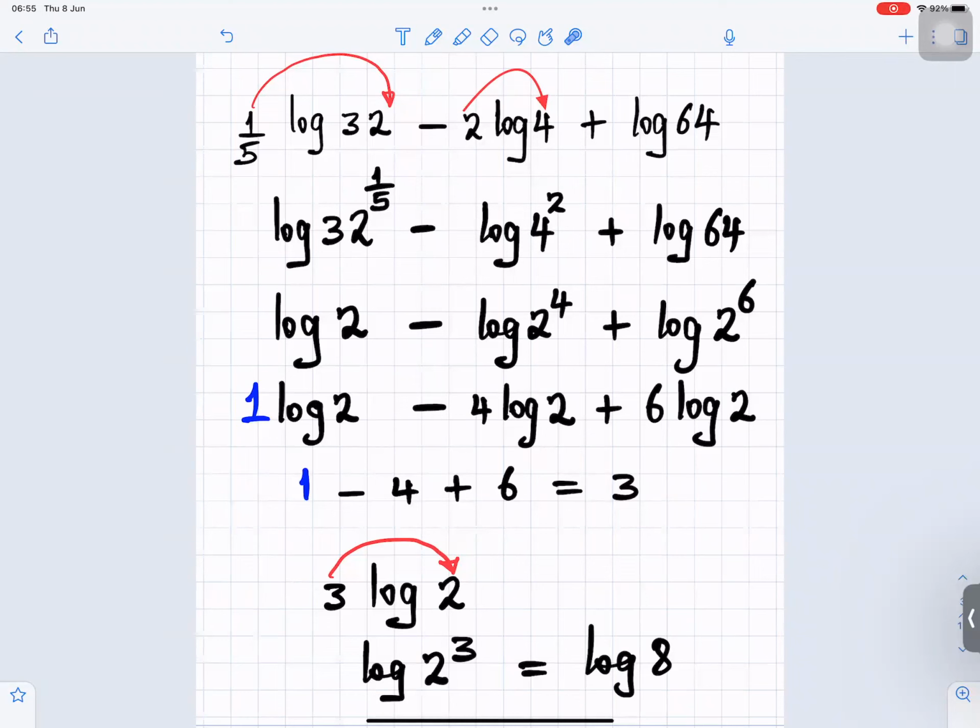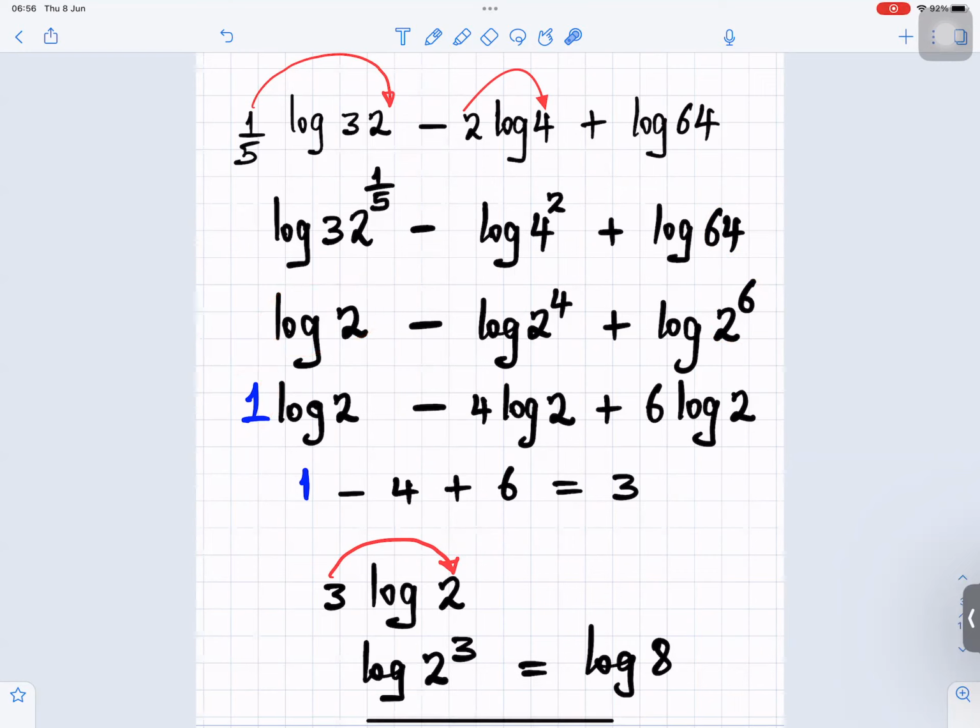So to answer this question, we use the power to the front law. The 1 over 5 goes to the top, so it becomes 32 to the power 1 over 5. The 2 goes to the top, it becomes 4 squared. Now in your calculator, 32 to the power 1 over 5 is 2. 4 squared, you can write it as 2 to the 4, because 4 squared is 16 and 2 to the 4 is 16. And 64 is the same as 2 to the power 6. Now, imagine this log 2, there's an invisible 1 in front of it.